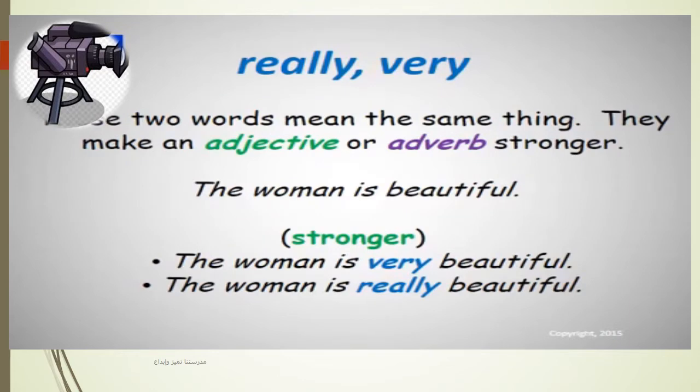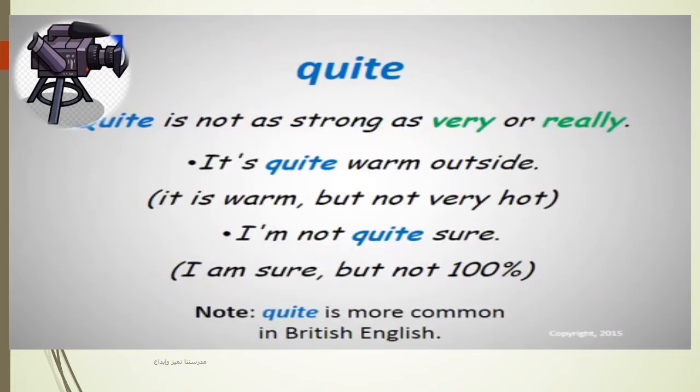Really, very. These two words mean the same thing. They make an adjective or adverb stronger. The woman is beautiful. Stronger: the woman is very beautiful. The woman is really beautiful. Quite. Quite is not as strong as very or really. It's quite warm outside. It is warm, but not very hot. I'm not quite sure. I'm sure, but not 100%. Note, quite is more common in British English.